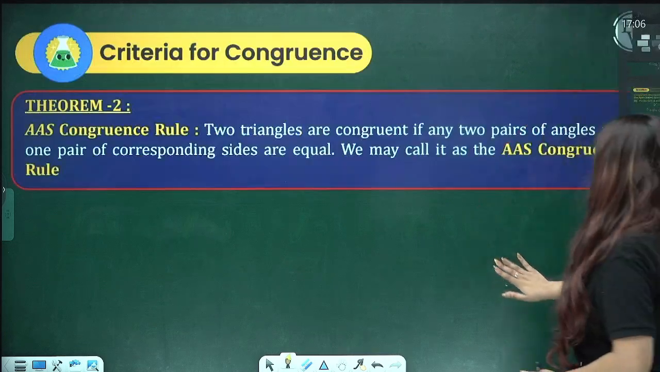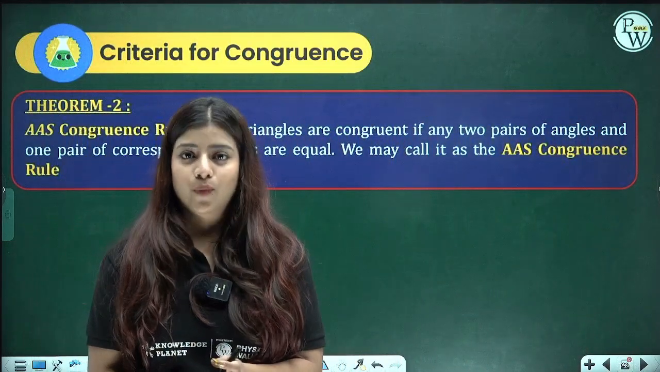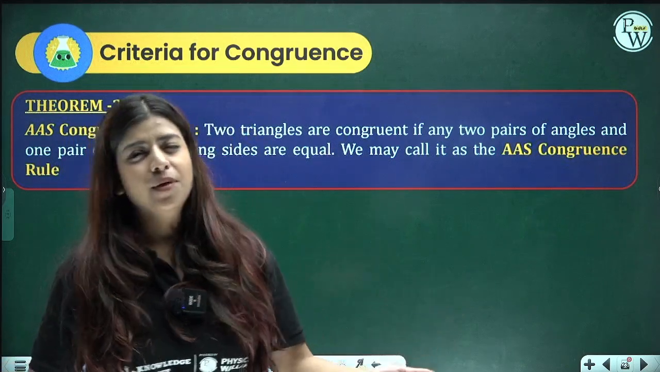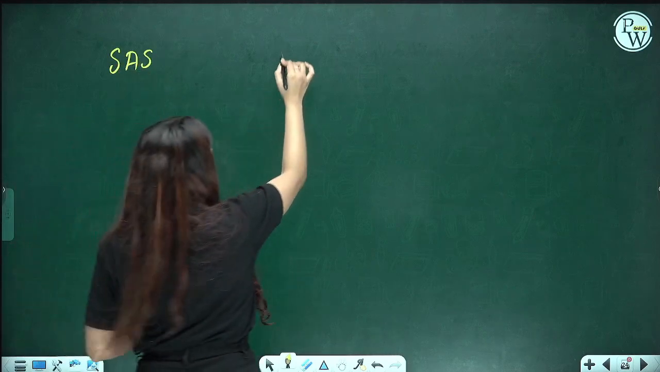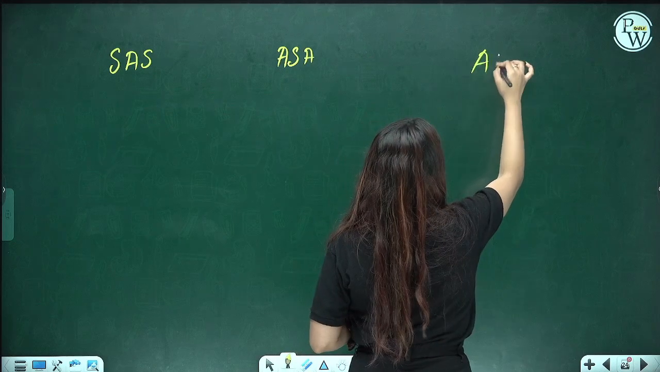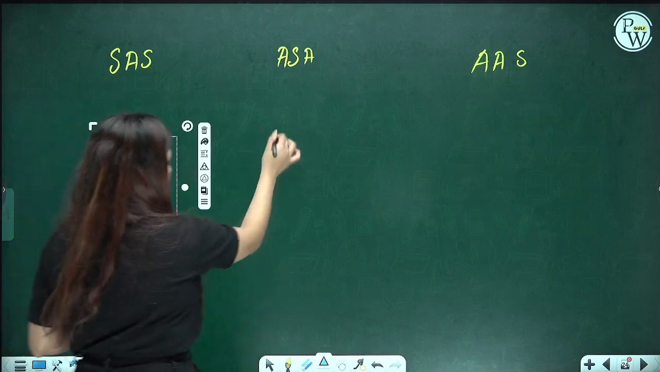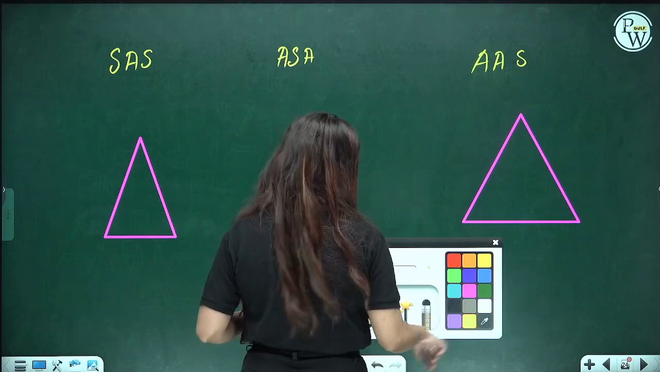Let's move forward to the next criteria, that is angle angle side, that means two angles and the next side. Now how is it different from your ASA? We have learned three criteria by now: SAS, ASA and AAS, right? One triangle, two triangle and third triangle. So let's learn about it, students.